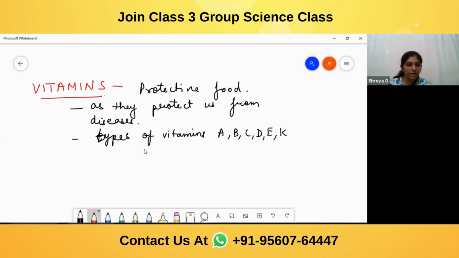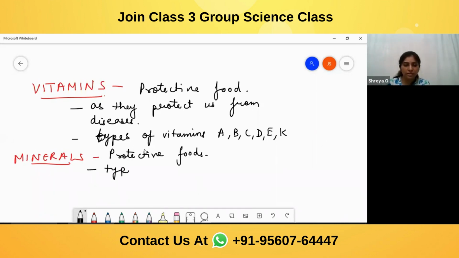Coming to minerals, they are also known as protective foods. The types are your iodine, sodium, calcium, iron. These are all minerals. And both vitamins and minerals are found in fruits and vegetables.